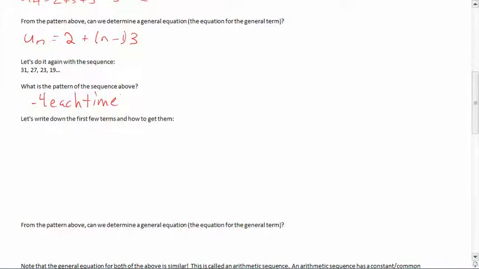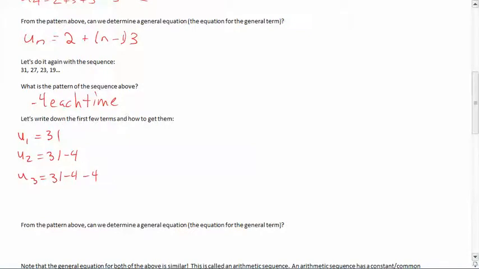Now, similar to what we did before, let's write down the first few terms and how to get them. Again, we want to pay attention to that starting number, the pattern, and then the number of the term. So the first term, u1, is 31. The second term is 31 minus 4, because I'm subtracting 4 each time, right? The third term is 31 minus 4, because that's u2, and then I'm going to subtract 4 again.